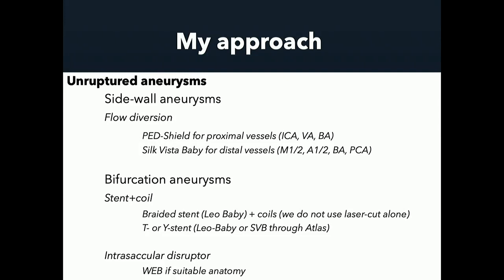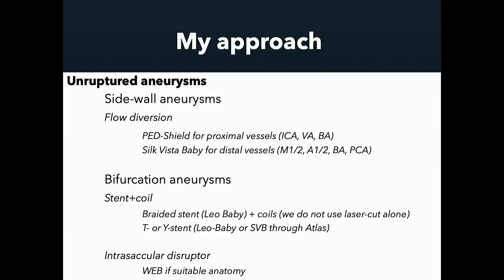For aneurysms with bifurcations, we err towards stent and coil. We haven't really looked seriously at the Webb as a durable device for that indication, but obviously time will tell. We generally use the Leo Baby at bifurcations. We don't tend to use laser cut stents alone. The recurrence rate's really not acceptable in our view.